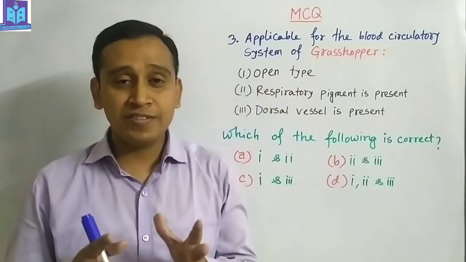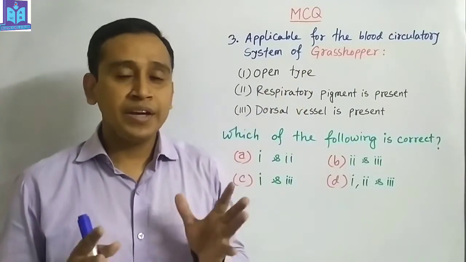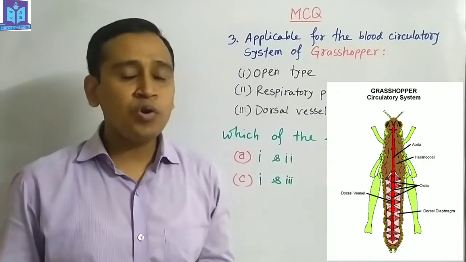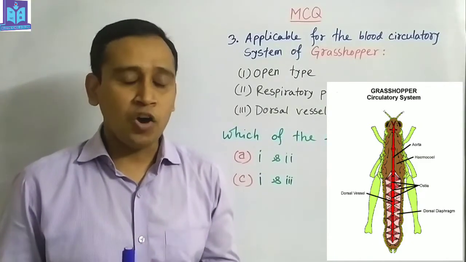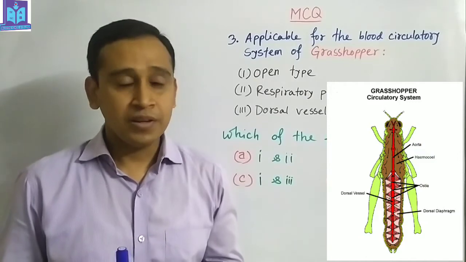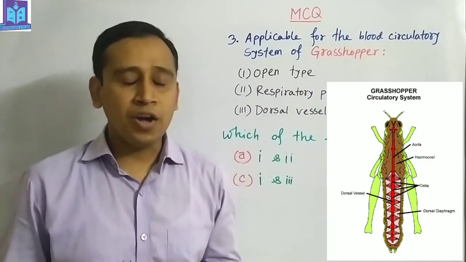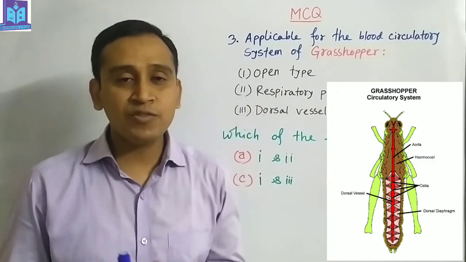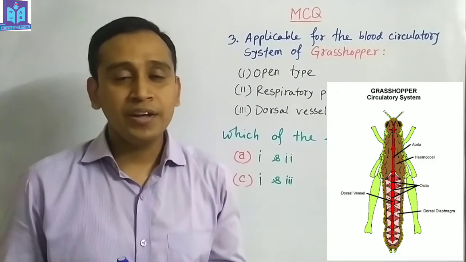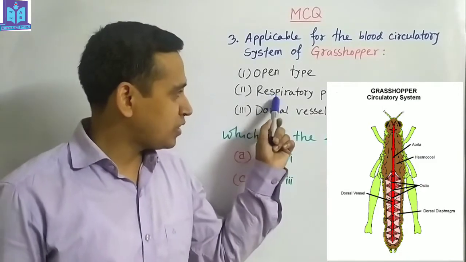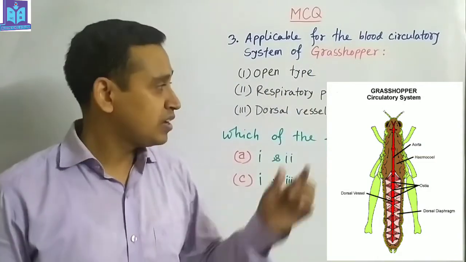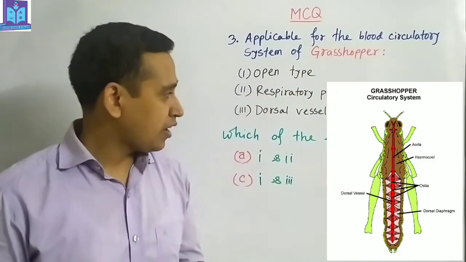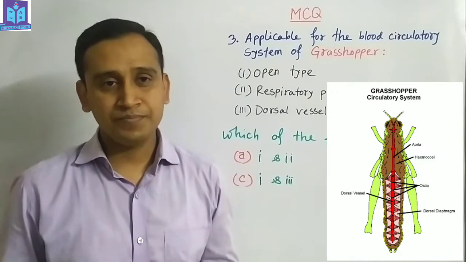Open type circulatory system is divided into 3 parts: hemocoel, hemolymph and dorsal vessel. And there is no respiratory pigment present in the blood of insect or grasshopper. The colorless blood of insect or grasshopper remains in hemocoel and coexists with lymph. That's why it is called hemolymph. So this information is not correct according to the question because there is no respiratory pigment present in the blood of grasshopper. And the final one is dorsal vessel is present.